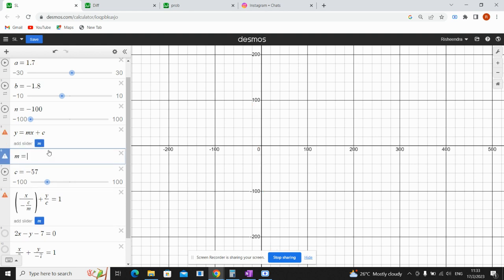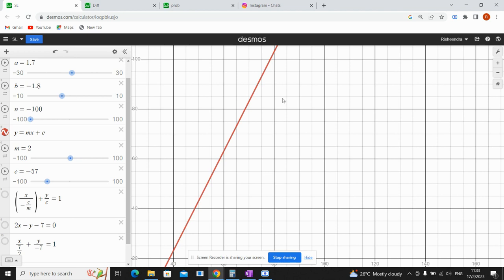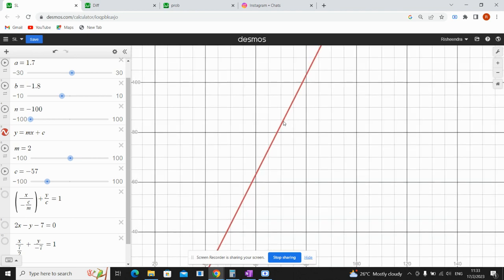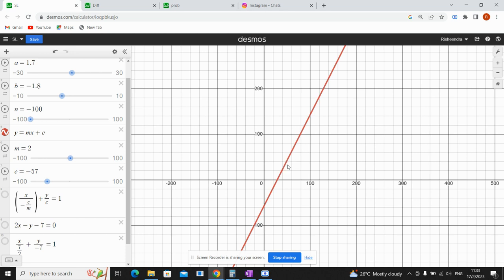Let's see what happens if the slope is equal to 2. What does it mean when the slope is 2? For every unit increase in the x-axis, 2 units on the y-axis will be increased. You observe here, look at the blocks carefully. For every increase in the x-axis by 1 unit, the y-axis is increasing by 2 units. 1 to 2 ratio.